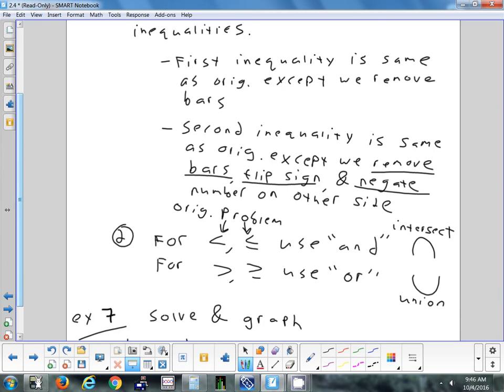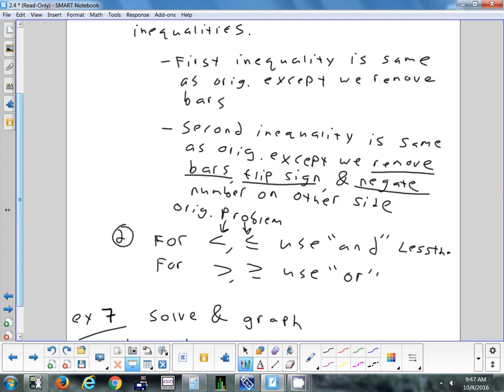Step two, and the last step, this one is a little different. When you split it into two problems, yesterday we always put the word and between them. So we had x equals something and x equals something. Today we don't always use the word and. If your original problem has one of these two symbols, you use the word and. If your original problem has a greater than or or equal to, you have to use the word or between your two answers.